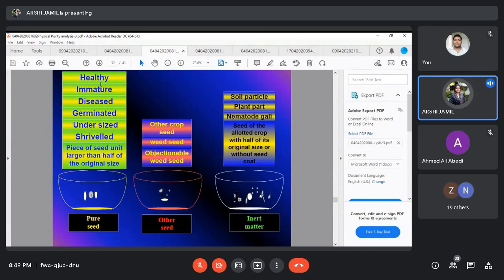Okay, so pure seeds: in this slide you can see the pure seeds, and they contain healthy, immature, diseased, germinated, undersized, shriveled seeds, and pieces of seed unit larger than half of the original size. Then in case of other crops, you have wheat seeds, objectionable wheat seeds, other crop seeds. In case of inert material, we have soil particles, plant parts, nematode galls, or seeds of the allotted crop with half of its original size without the seed coat. Here the seed coat is not present.